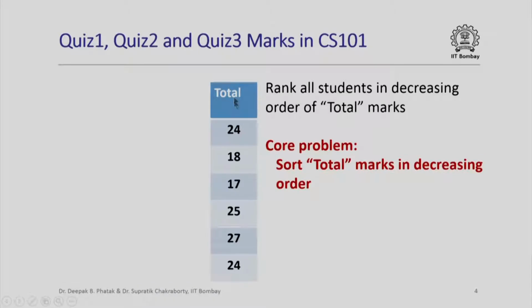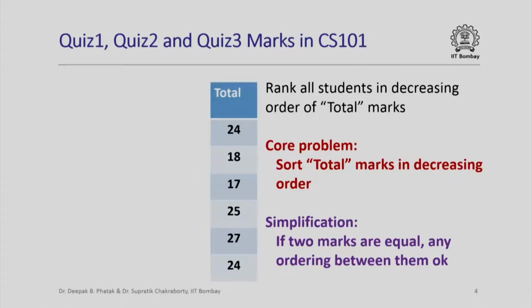So effectively we are only interested in this column of total marks and we want to sort the total marks in decreasing order. Let us say that as an additional simplification, if 2 marks are equal, for example we have 2 copies of 24 here, then any ordering between them is okay in the final sorted order. So we have seen how we might go ahead doing this.